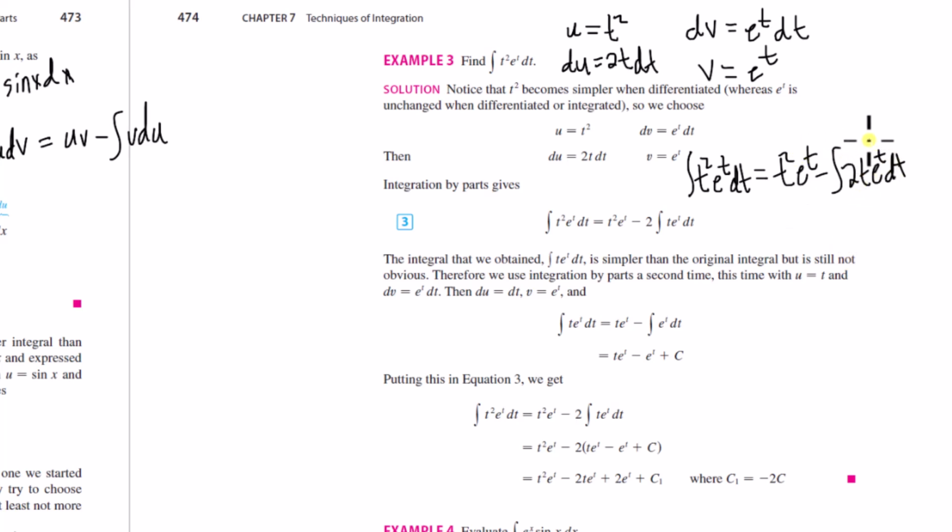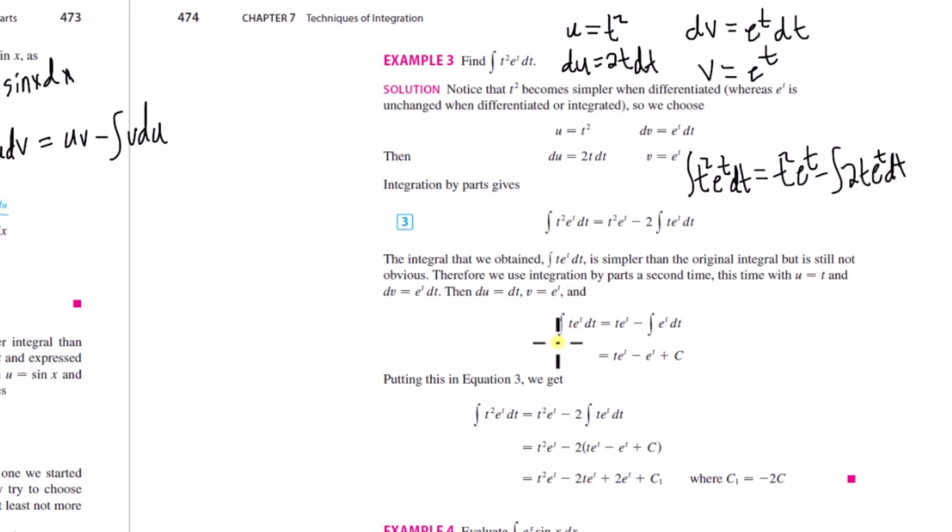Okay. Have we made this simpler? Well, this is not that simple, but yeah, we have. It's simpler than this. And so they use integration by parts a second time here. And you'll do the same thing. You'll say that you can bring the 2 out, but you'll make the t the u, and e to the t dt would be the dv.